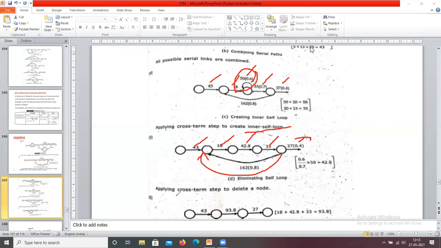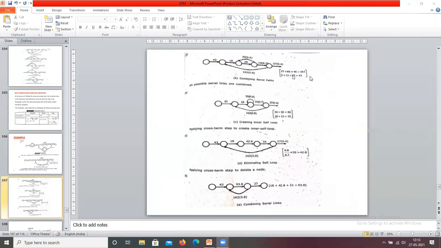After applying the cross term step for deleting a node, we got these values. So combining the serial links: 160, 43, 93.8, 162 into 0.8, where 0.8 is the probability, and 27. So the total is 93.8.